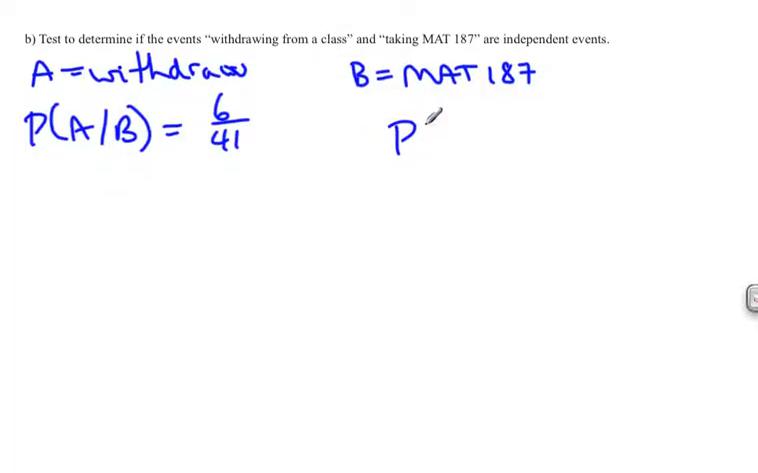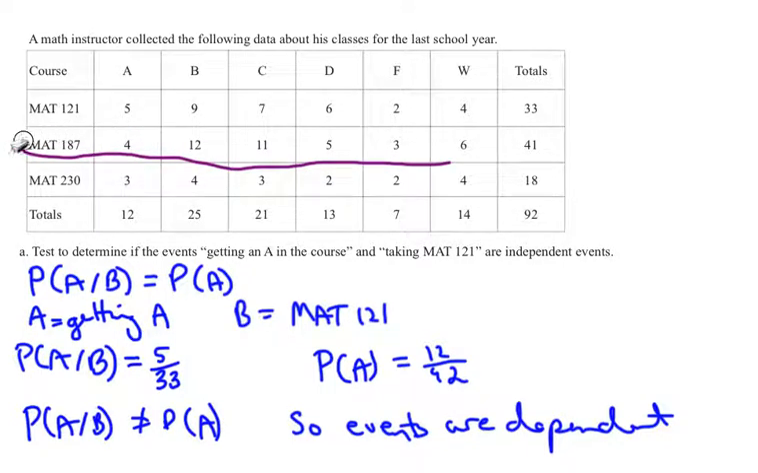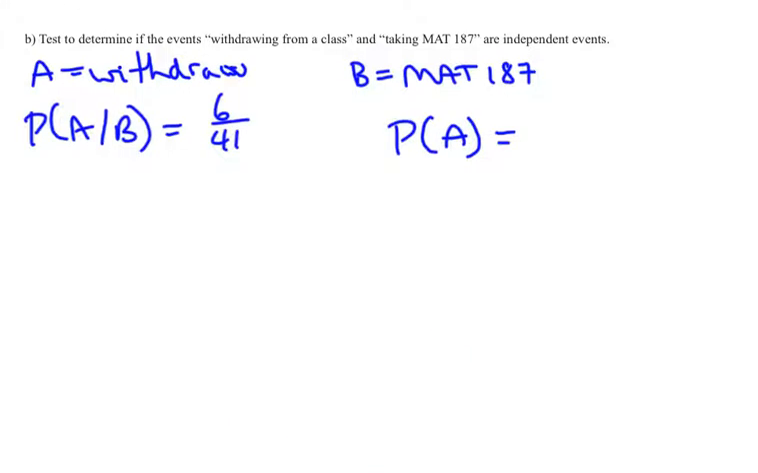Now let's look at the probability of getting a withdrawal. Again, going back to the table, now we're not told any information. So we don't look at just this one row, we look at the entire thing. Looking at this, we notice that again there are 92 people involved. We want to know if they withdrew, and there were 14 people who withdrew. So this would be 14 out of 92.